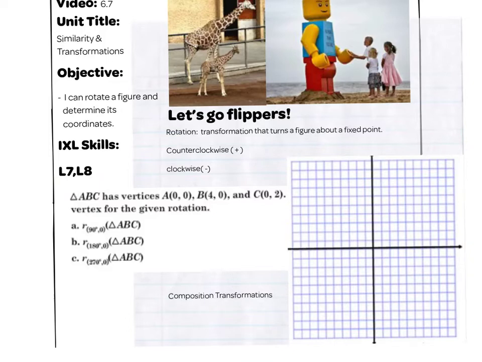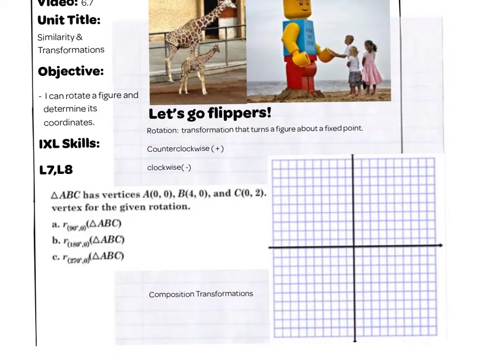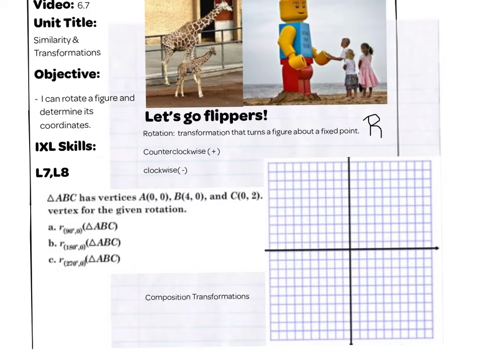All right, we're going to talk about rotations. Rotations are transformations that turn a figure about a fixed point. Okay, so if I were to draw an R and then I were to turn it, first way that I want to turn it is counterclockwise. And counterclockwise would be the opposite way the clock goes. So we'll go toward the 11, the 10, the 9.